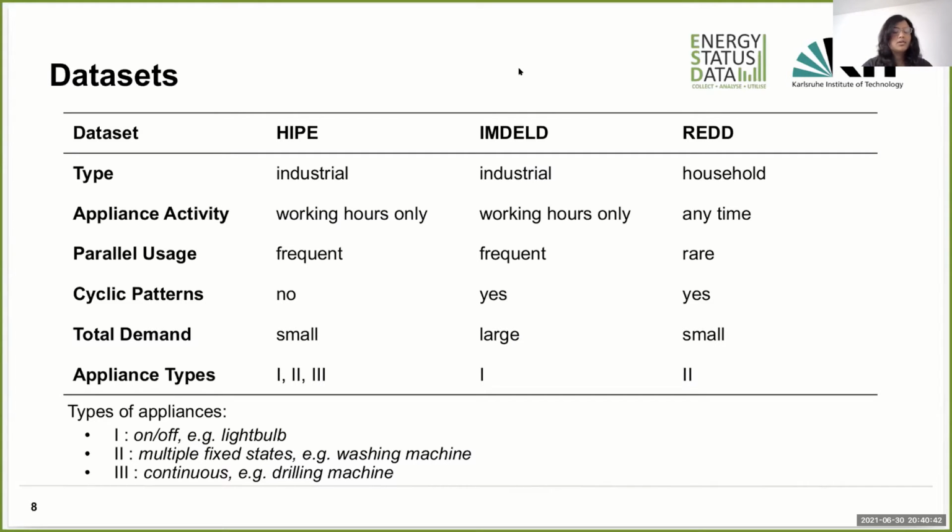Now we come back to the types of appliance. Depending upon the type of appliance and the behavioral pattern, they can be categorized into 3 types: type 1, 2, and 3. So basically on and off state, multiple states, and continuous states. Another important point is the total demand. If you see here, the total demand can be small and large in the case of the industrial dataset. So it is not only small or only large, it can be both. Next slide.